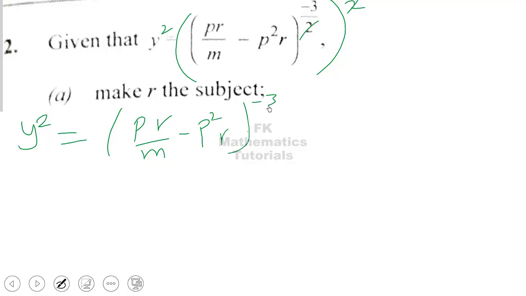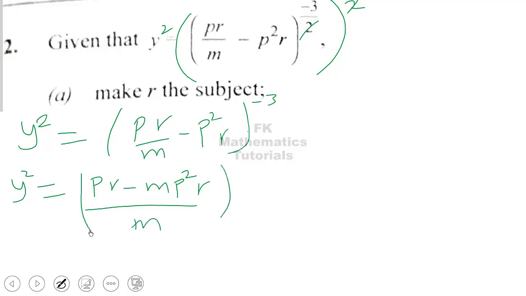Then what I'm going to do is that I want a positive exponent. So what should I do? What I can do is I'll find the LCM for the expressions in the bracket. So I'm writing y squared is equal to PR minus MP squared R all over M, all exponent negative 3.